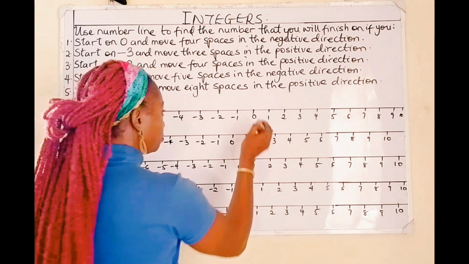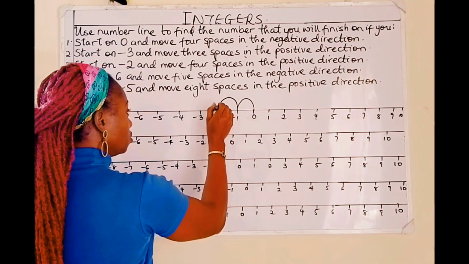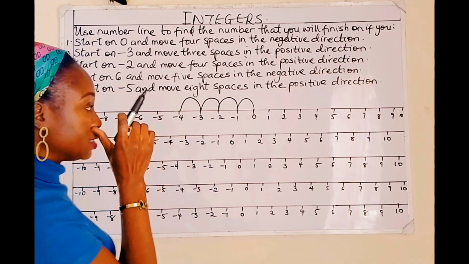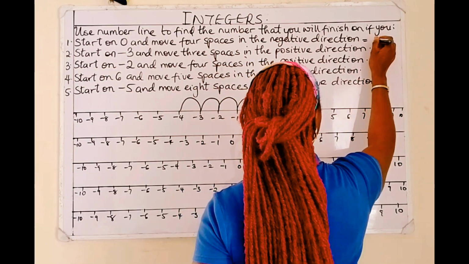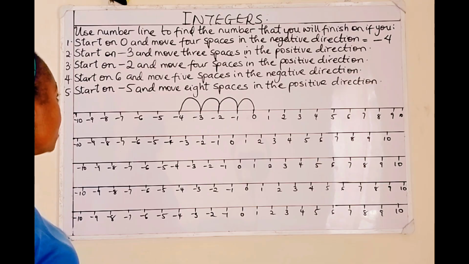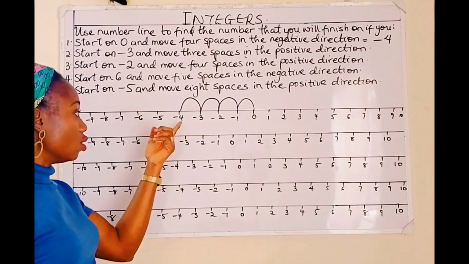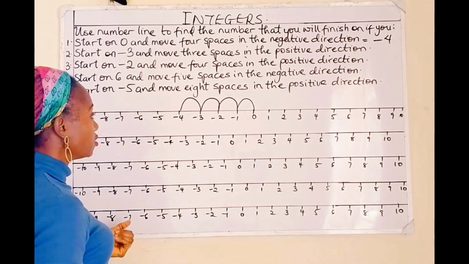Now let's move. 1, 2, 3, and 4. So what's the answer here? -4. And that's the answer. The first question says start on 0 and move 4 spaces in the negative direction, and we landed on -4. We stopped at -4, which is the correct answer.